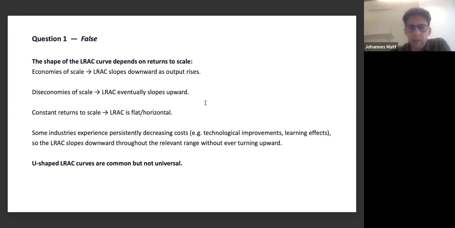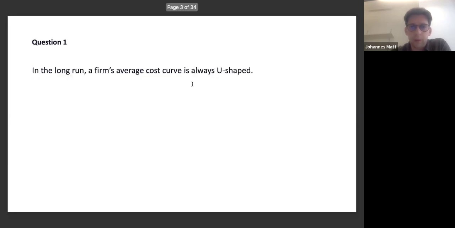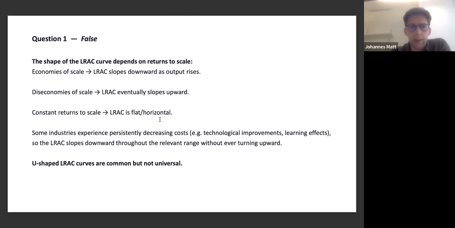So to answer the question, crucially, the answer depends on the precise nature of the returns to scale of that firm, whether we have that U shape or not. And so the statement that it's always a U shape is therefore incorrect.